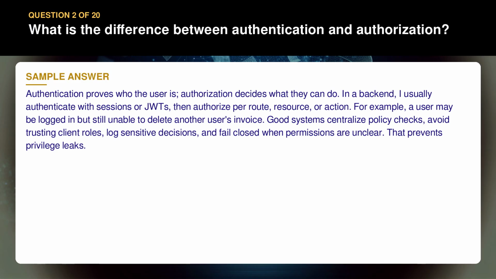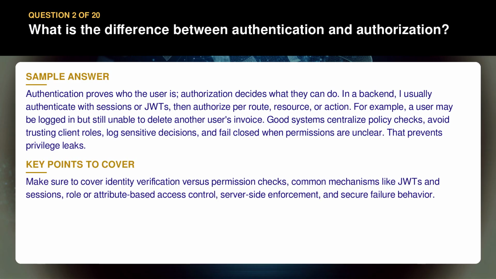Good systems centralize policy checks, avoid trusting client roles, log sensitive decisions, and fail closed when permissions are unclear. Make sure to cover identity verification versus permission checks, common mechanisms like JWTs and sessions, role or attribute-based access control, server-side enforcement, and secure failure behavior.